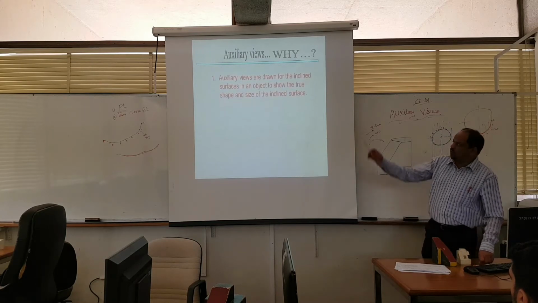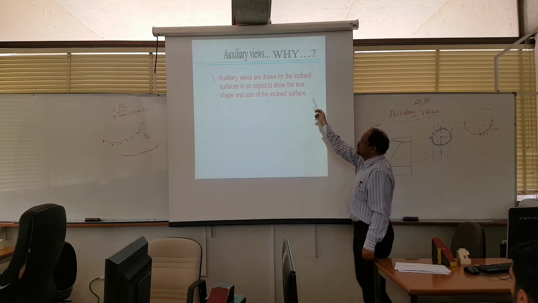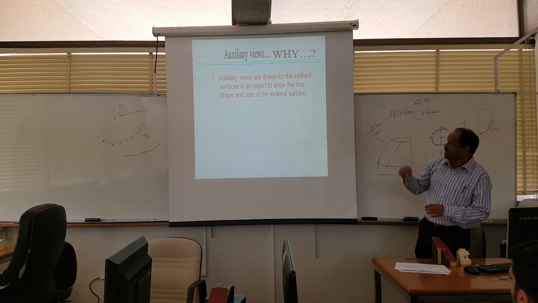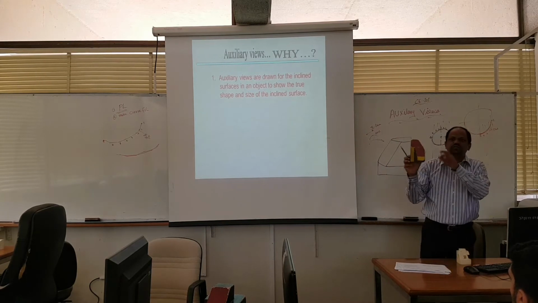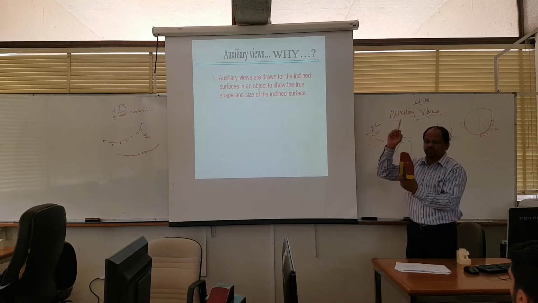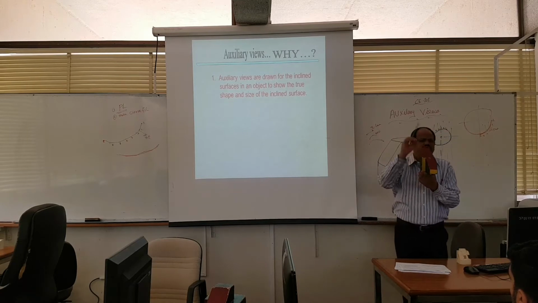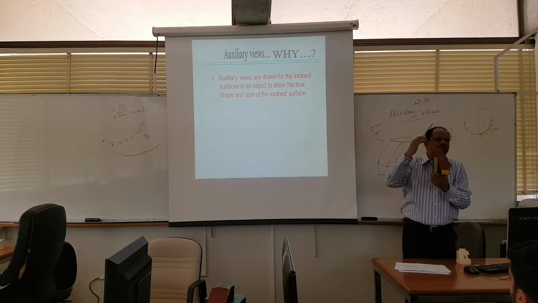What is auxiliary view? Why do we need auxiliary view? Auxiliary views are drawn for the inclined surface in an object to show the true shape and size of the inclined surface. This is the main word there, the catching word, the good word: true shape and size. True means exact, correct shape and size of the inclined surface.